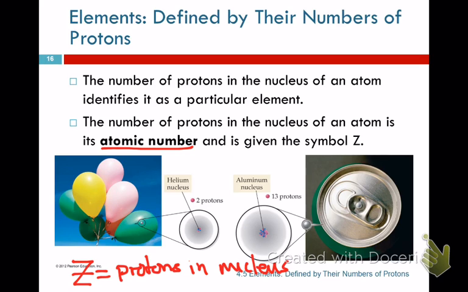Okay. Hydrogen has 1 proton. If it's electrically neutral, how many electrons does it have? 1, right? A hydrogen atom has 1 proton and 1 electron. Now, how many neutrons does it have?